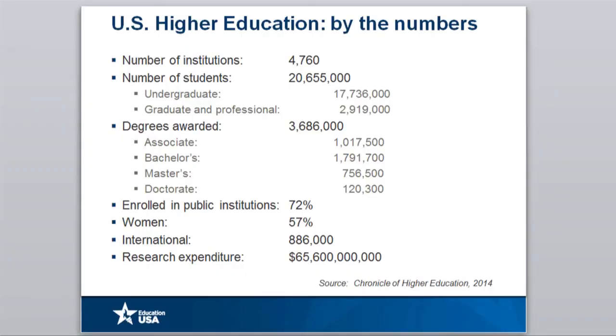So I'll show you this just briefly. Again, we have around 4,700 degree-granting accredited institutions, around 21 million students. We had, this is last year's data, 3.7 million degrees awarded last year by American universities.